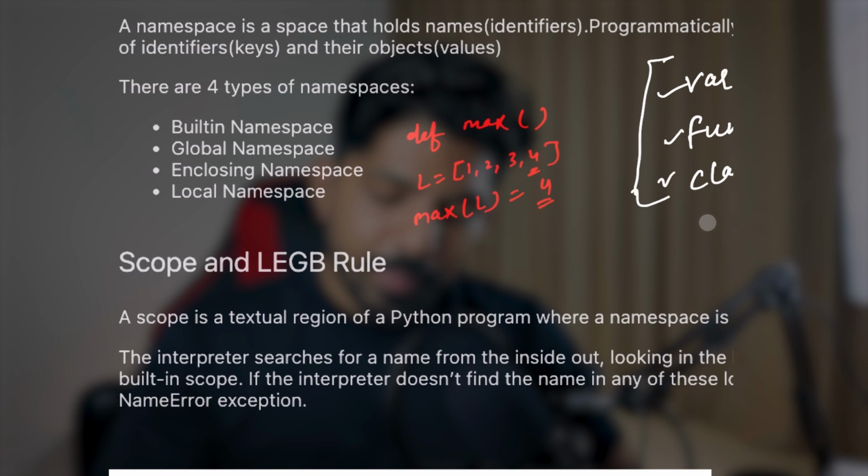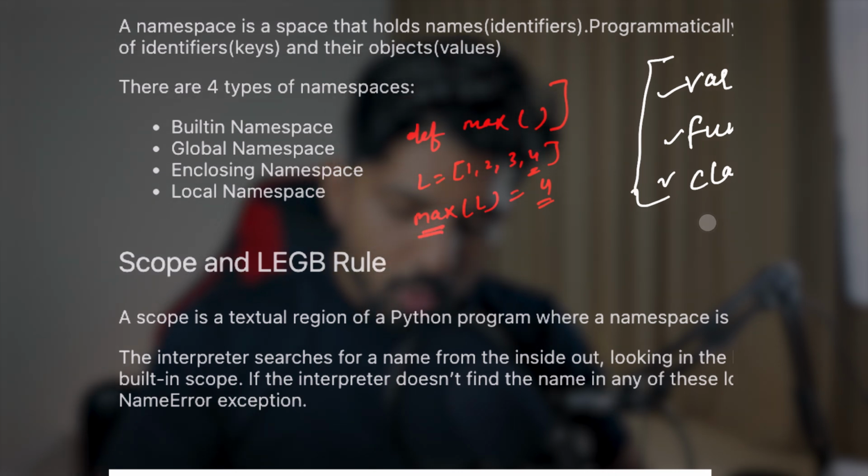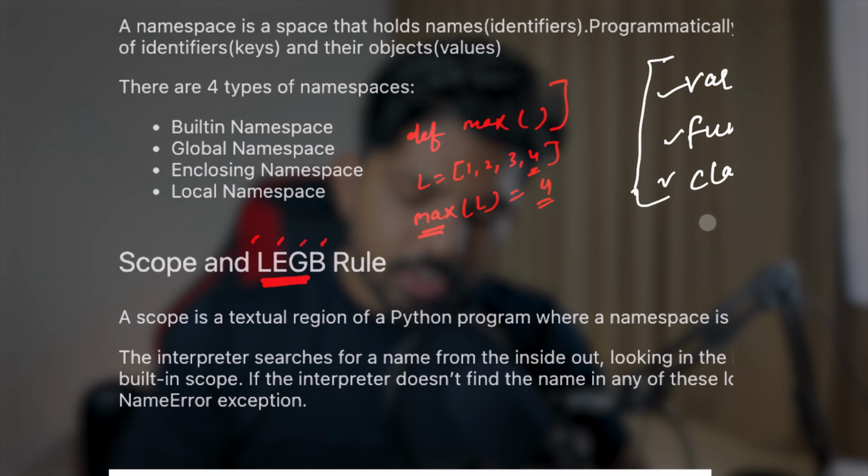So it will give me 4. But if Python sees that there are two things, one is the max function which we have defined, and another is the inbuilt max function, what will happen according to the LEGB rule? L stands for local, E stands for enclosing, G stands for global, and B stands for built-in.